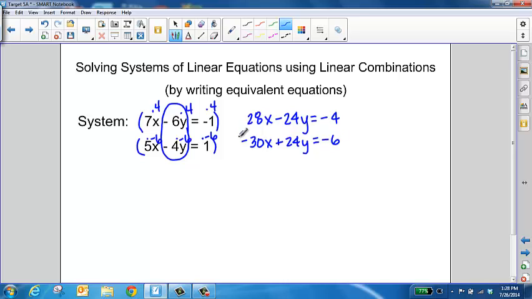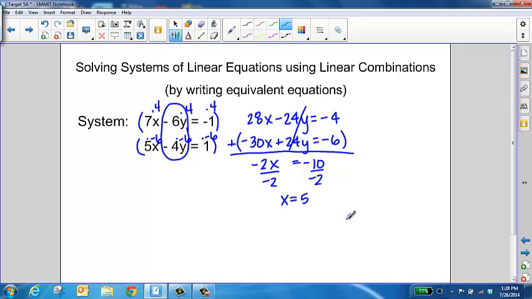So now we can go through and add or combine those two equations together. So 28x plus a -30x is going to give us -2x. -24y plus a positive 24y, those are going to add out to 0. And then -4 plus a -6 is -10. And then if we divide both sides by -2, we get x equals positive 5. So we have the x value.